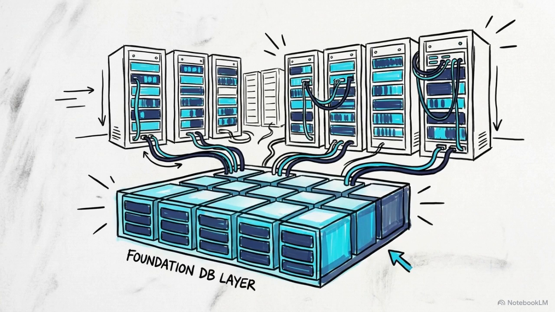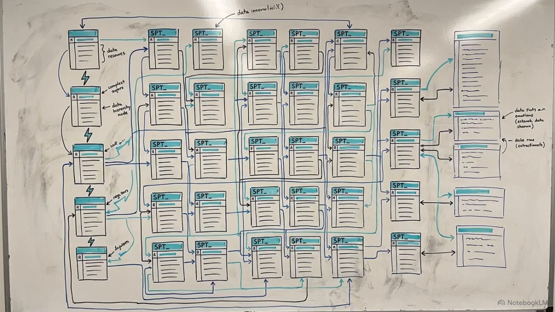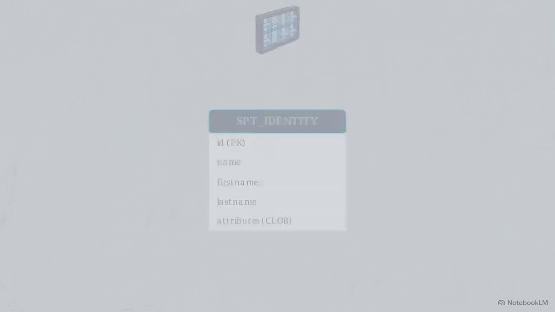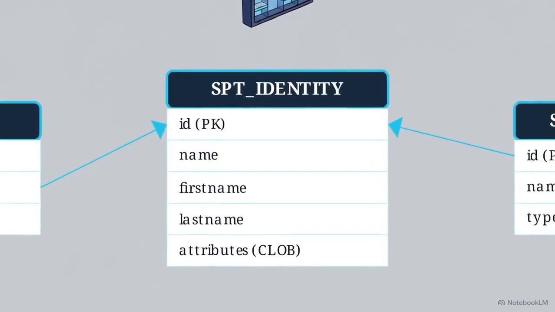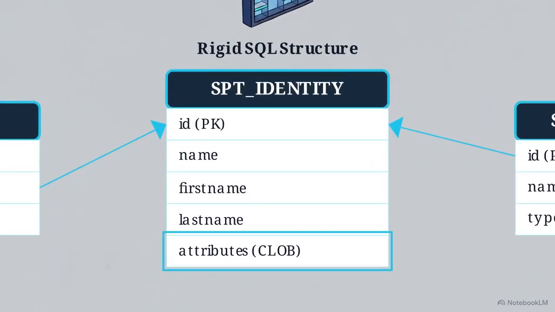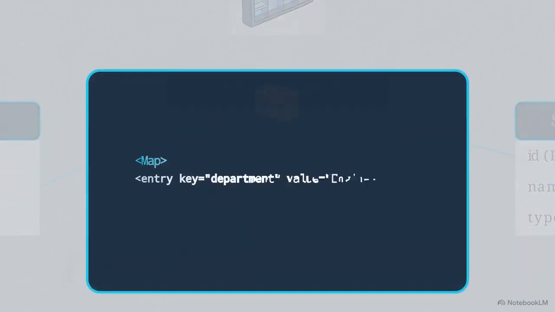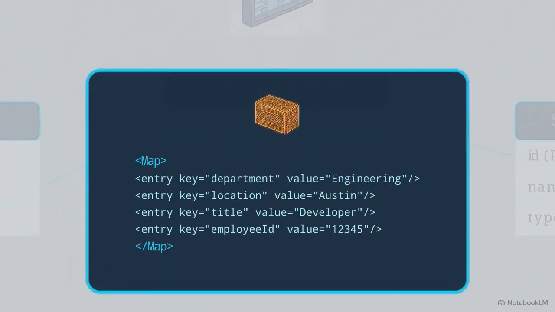All of IIQ's operational state persists in a relational data tier. The schema contains over 200 tables, recognizable by their strict SPT prefix. This diagram shows the schema's center of gravity, the SPT identity table. A major challenge is storing unbounded custom attributes within a rigid SQL structure. IdentityIQ solves this by serializing attributes, like department and location, into an XML blob, stored in a single CLOB column.